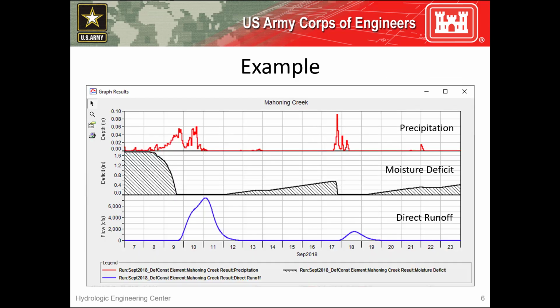This figure shows a different 2-week simulation using the deficit and constant loss method and highlights the continuous simulation capabilities that this method affords. The top viewport shows precipitation in red, the middle viewport shows moisture deficit in black, and the bottom viewport shows direct runoff in blue. Notice how the moisture deficit increases during periods of no precipitation and decreases when it rains. Specifically, a half inch of moisture deficit is recovered by September 17th, which must be satisfied before runoff initiates.